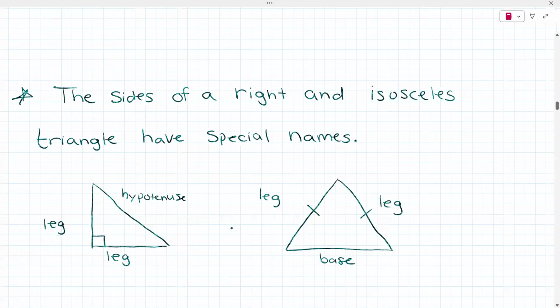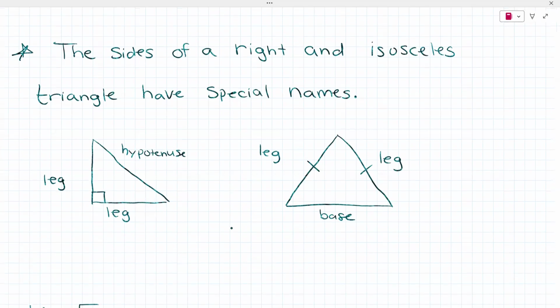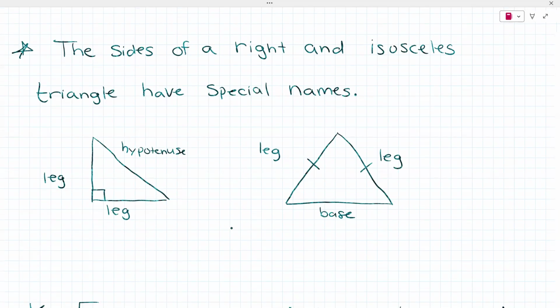The sides of a right triangle and an isosceles triangle have special names. Here on the left, we have a right triangle, we have a leg, and then the hypotenuse. And in isosceles, here's an isosceles because these two sides are the same. Here's a leg, and here's the base.